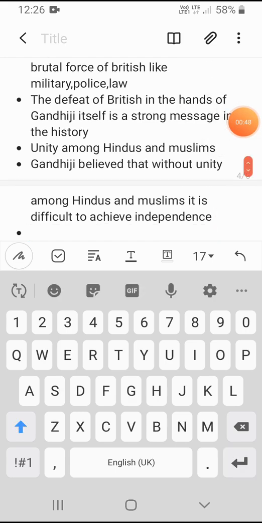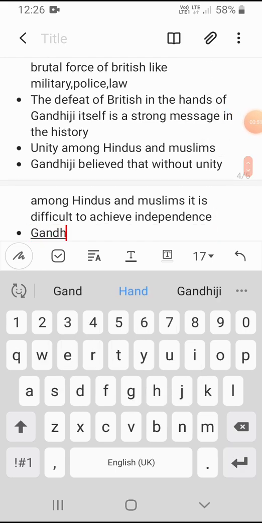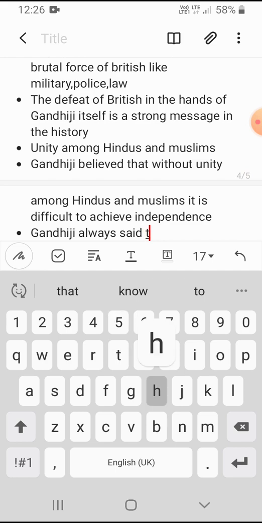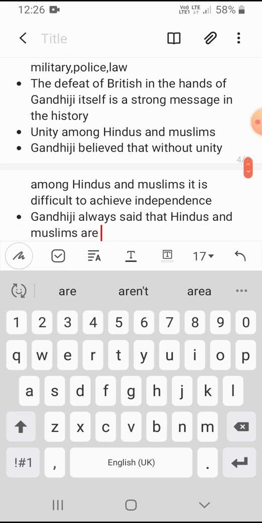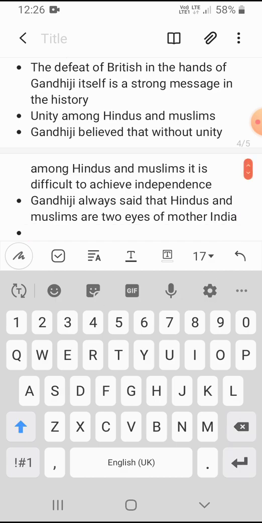He always said that Hindus and Muslims are the two eyes of Mother India. So this is about unity among Hindus and Muslims.